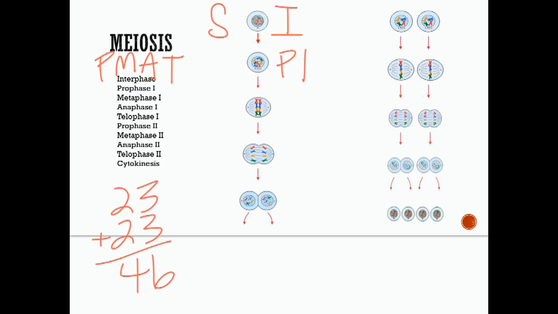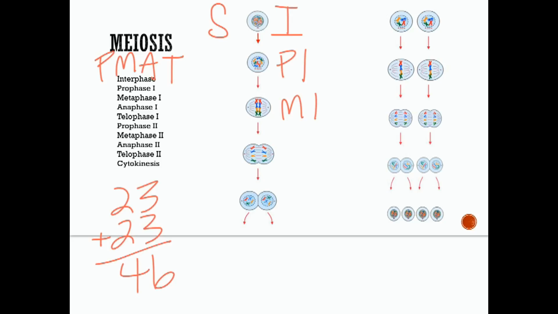After crossing over occurs, homologous chromosomes line up along the equator, or like the middle, in metaphase 1. So I'm going to put an M1 for metaphase 1. Okay, think meta, middle, metaphase 1.